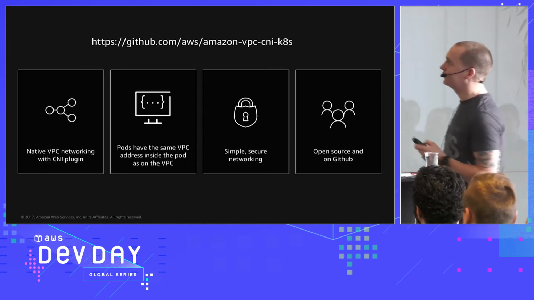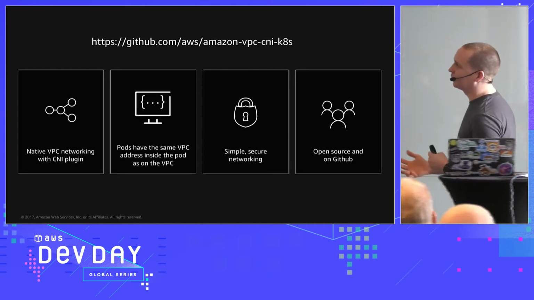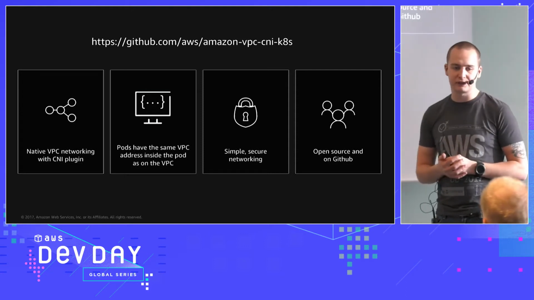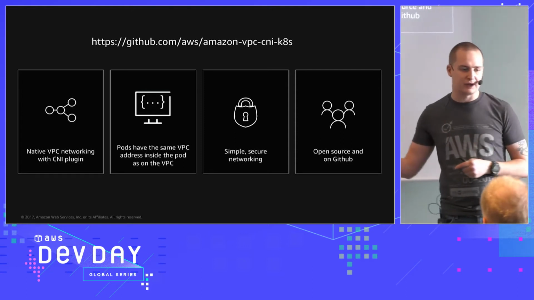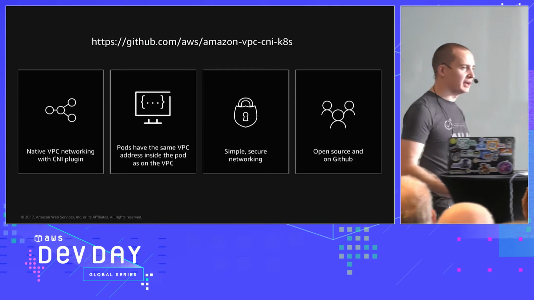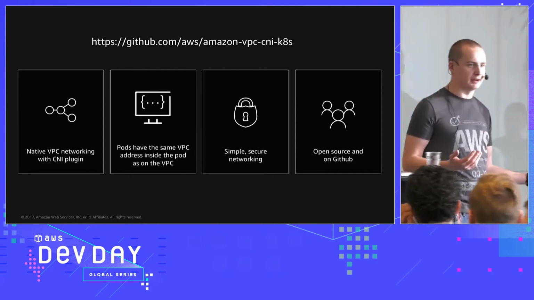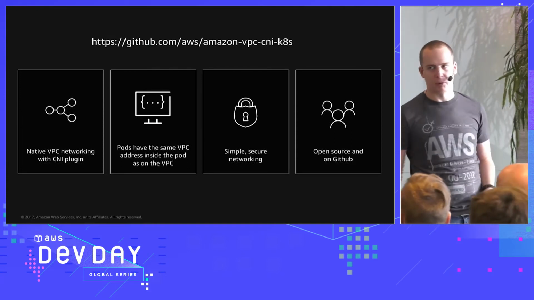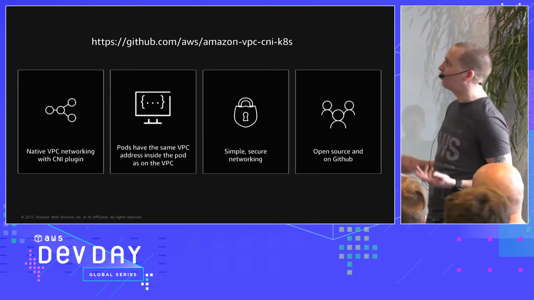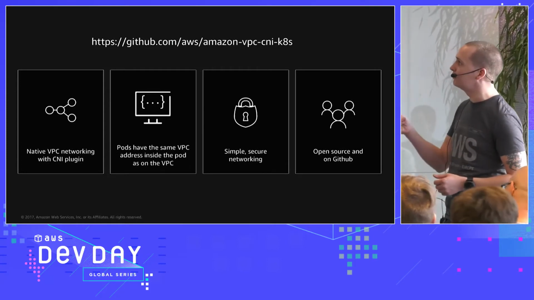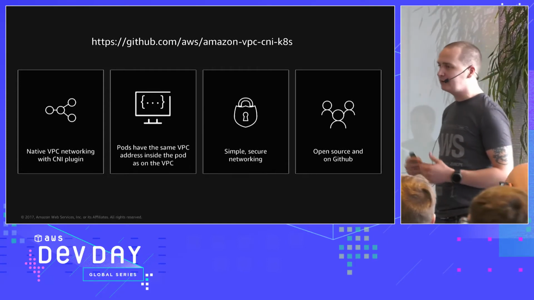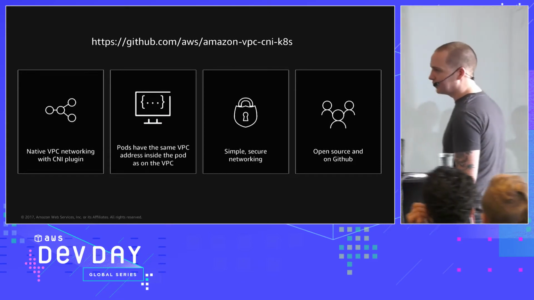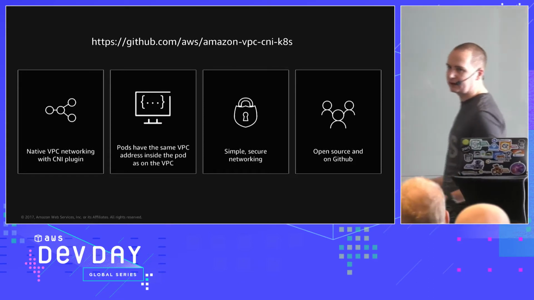So we published a CNI plugin. CNI is the pluggable architecture for networking within Kubernetes. Kubernetes won't actually assign an IP address to a pod. It basically offloads it to this plugin architecture, and then you plug in whatever network plugin you want. So we've created a network plugin, an open source one on GitHub, the URL's there. And it basically does VPC native networking for all of your pods and containers.